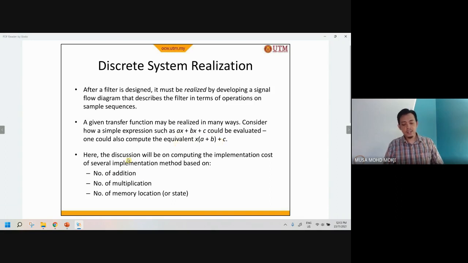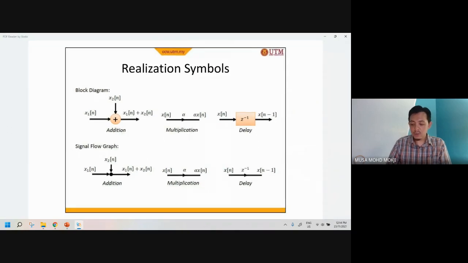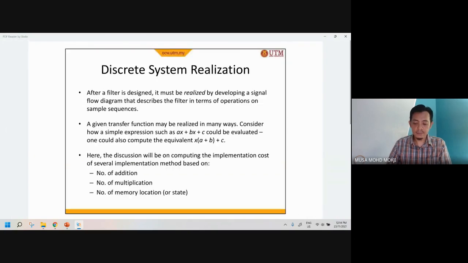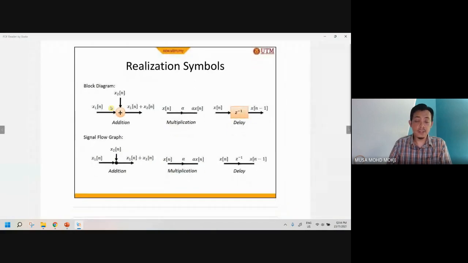So here the discussion will be on computing the implementation cost of several implementation methods based on the number of additions, multiplications, and memory locations. We have seen in our last example that from 10 memory locations that you need, we can optimize it so that we use only three memory locations. To do that, it is easier to use what we have read here, a signal flow diagram.